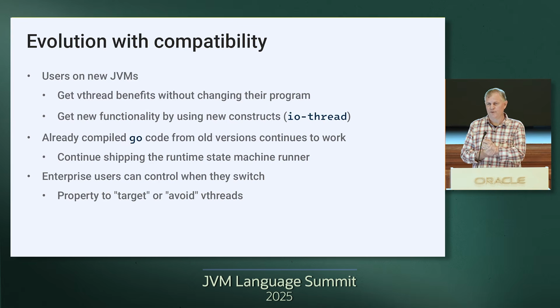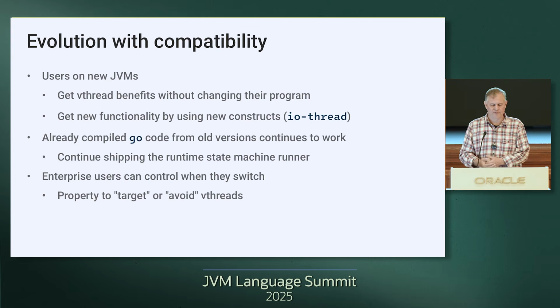We wanted to make sure that already compiled Go code, that has already been through the analyzer and compiled into the state machine code, continues to work. So we're continuing to ship the runtime part of the state machine stuff. That stuff is small, so that's nice. And we wanted to give control to enterprise users to control when they switch to these things. While we want users on new JVMs to get this new functionality, we also want to allow users to avoid that for a while if they need to, until they can properly vet that, test in their staging environments, all that kind of thing.